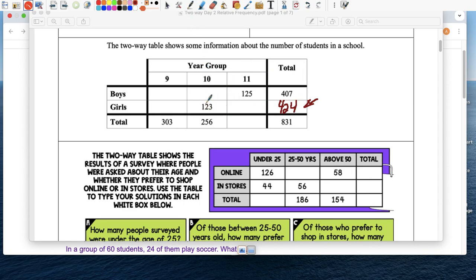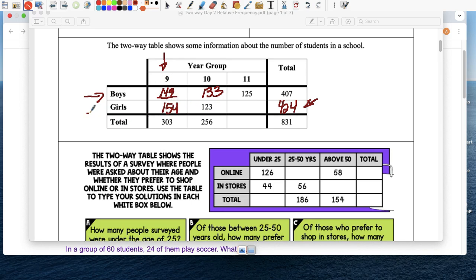So here, something plus 123 is 256, so 256 minus 123 gives me 133, right? So I did that. I can't do grade 9. I can't do grade 11, but I can find the total number of boys. So if you look over here, blank plus 133 plus 125 plus 47, that you can easily do. 407 minus 133 minus 125, and that gives us 149. Now you can do, going this way if you want, 303 minus 149, 154.